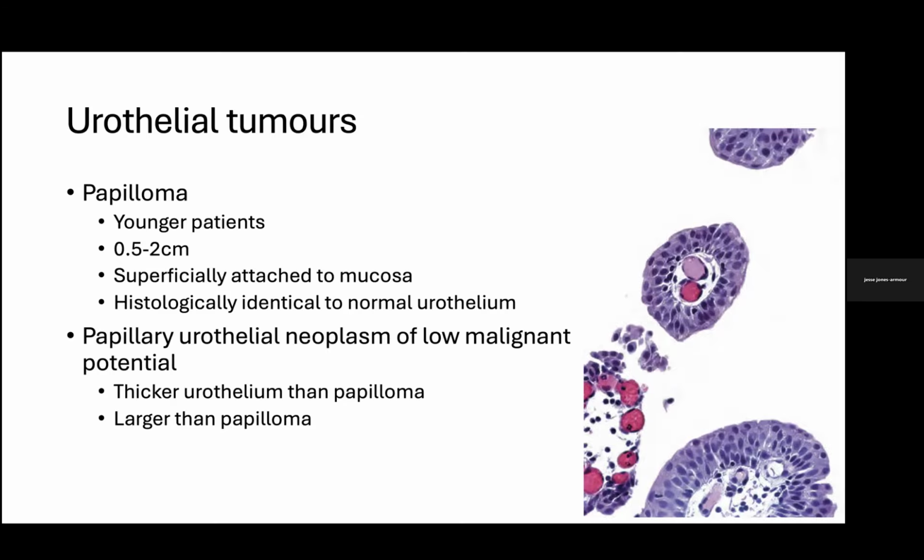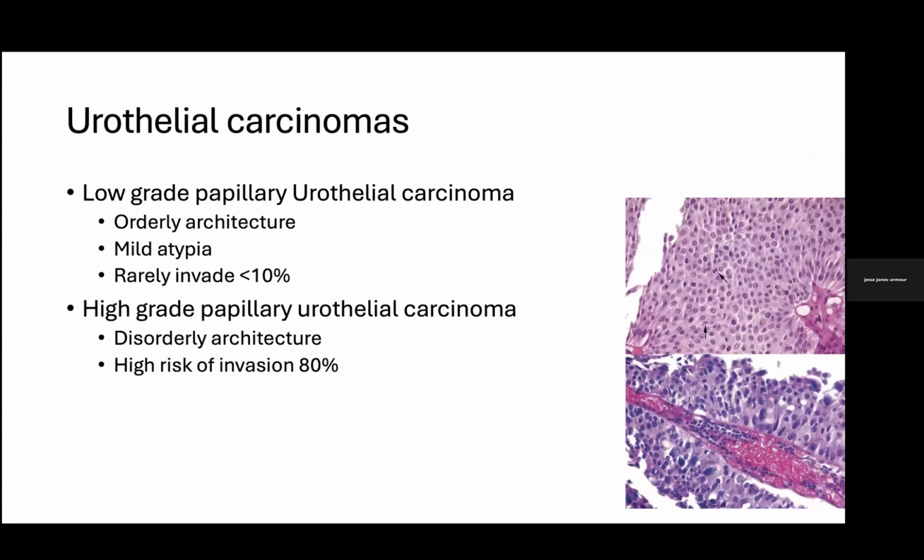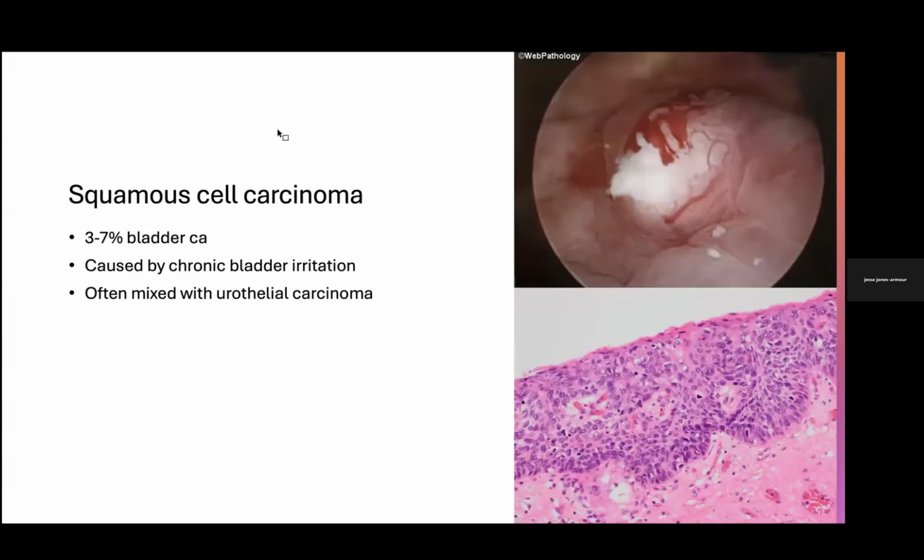Then you have your papillary urothelial neoplasm of low malignant potential. Now, these ones have a thicker urothelium than the papilloma. They're a little bit larger. They have a very low risk of malignant potential. Then you have your low-grade papillary urothelial carcinomas, which have orderly architecture, as seen in the top image, mild atypia, and they very rarely invade, in less than 10% of patients. High-grade papillary urothelial carcinoma are usually disorderly architecture, with high risk of invasion, in up to 80% of instances.